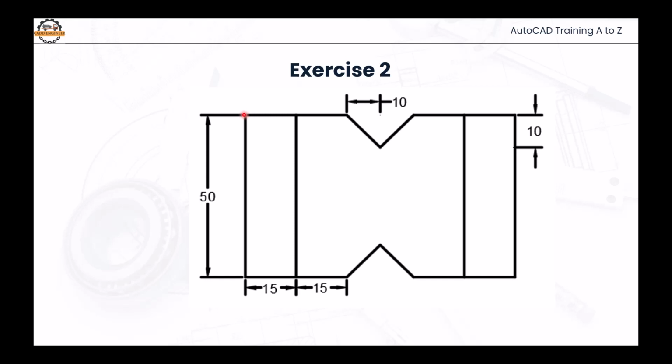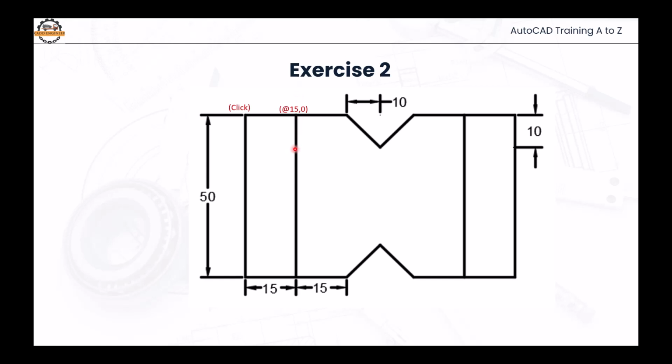So we are starting this diagram from this point. We can click the first point on the screen, and now we'll have to find the coordinate value for the next point. So from here to here, we know the total distance is 15. So the x will be 15 and y will be 0. So the coordinate value will be @15,0.